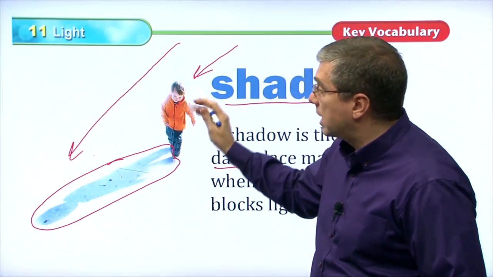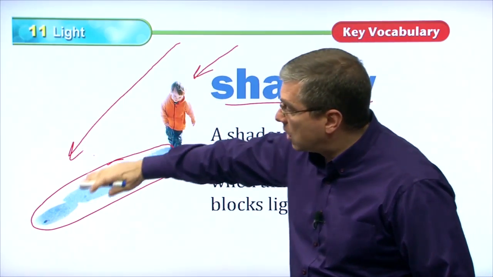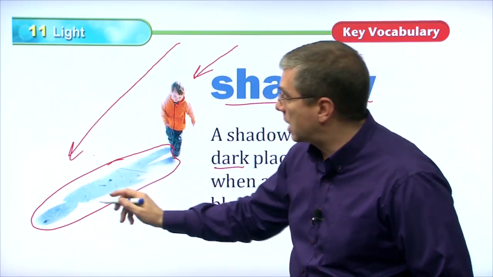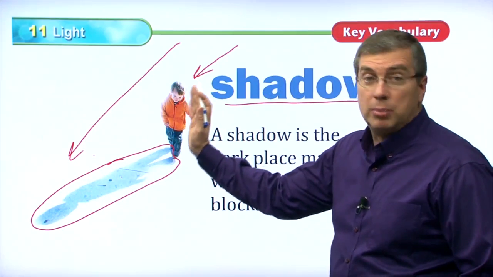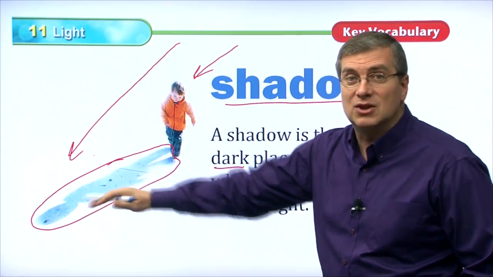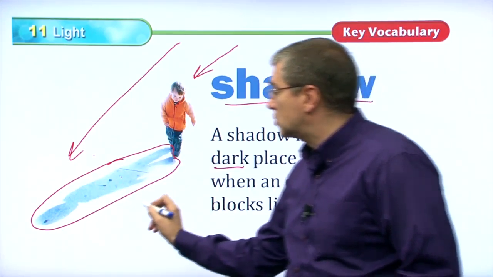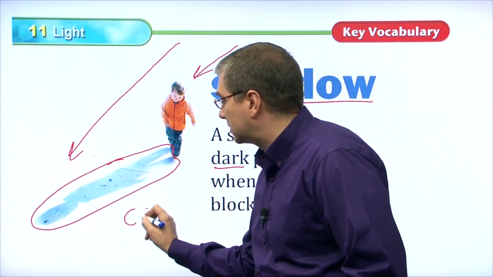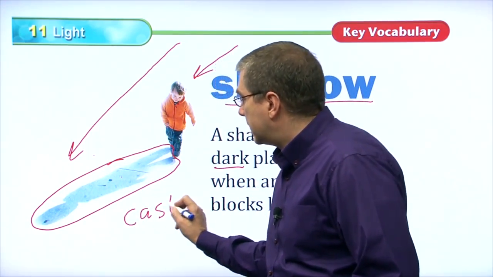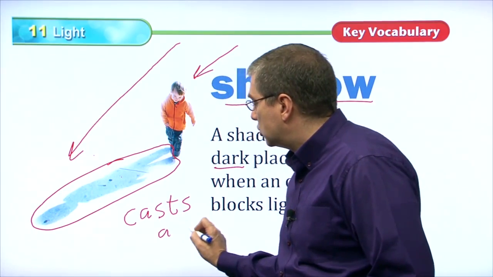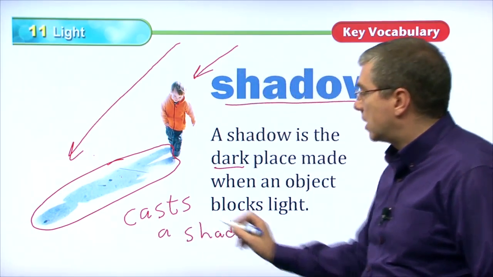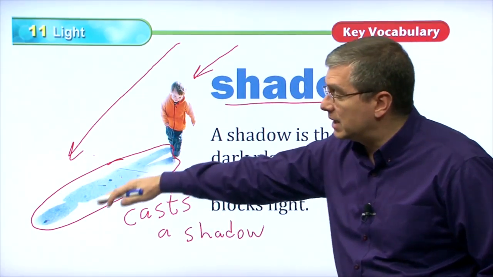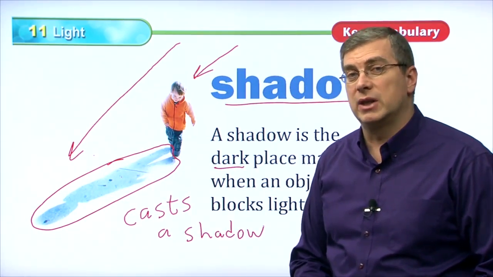Here, there's a boy blocking the light. He causes a shadow. He makes a shadow, and this, of course, is his shadow. So when something blocks light, it creates a shadow. A good word in English, we say it casts. He casts a shadow. To cast a shadow, that's what he's doing because he blocks the light.